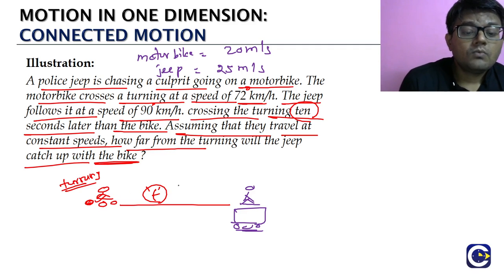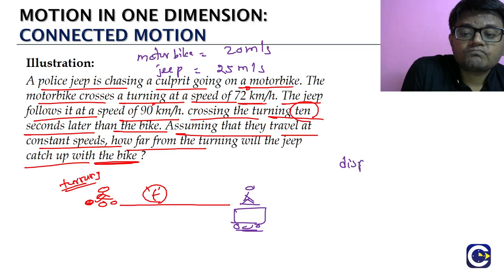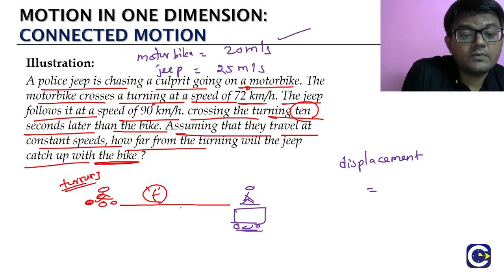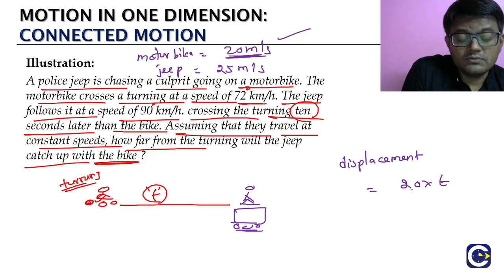Now what is the displacement? The displacement will be equal to how much? The speed displacement, or we can say distance also. Why? Because it is a 1D motion without changing direction. So what is it? Speed or velocity magnitude for the bike, 20 meter per second into t. We are omitting the unit because everything is now perfectly in the SI system of unit. This is the displacement, in terms of the SI unit.